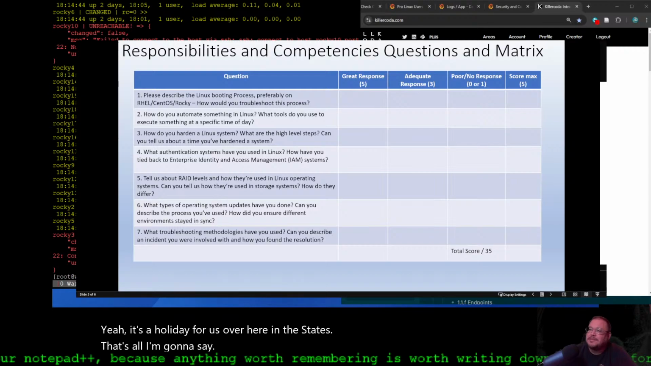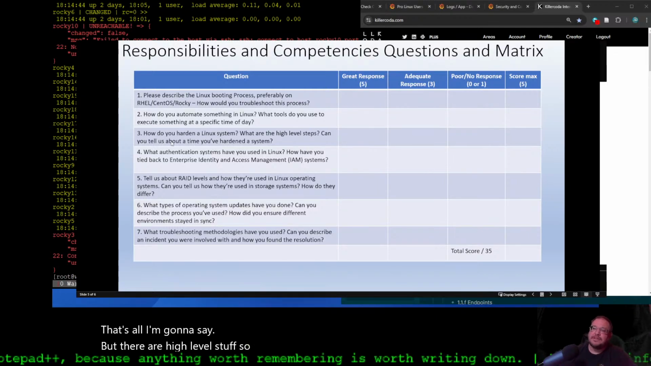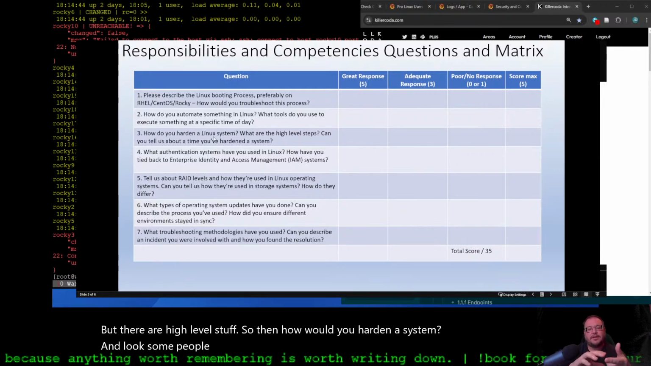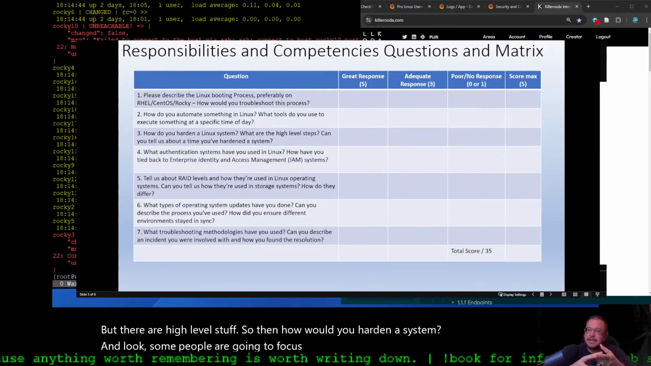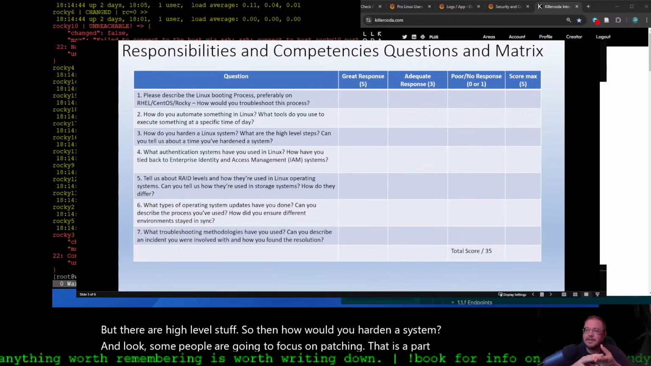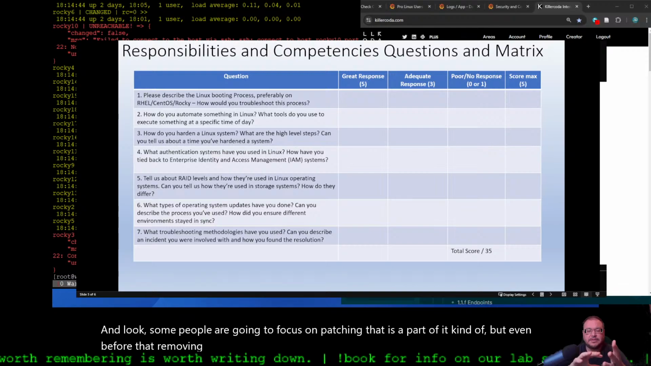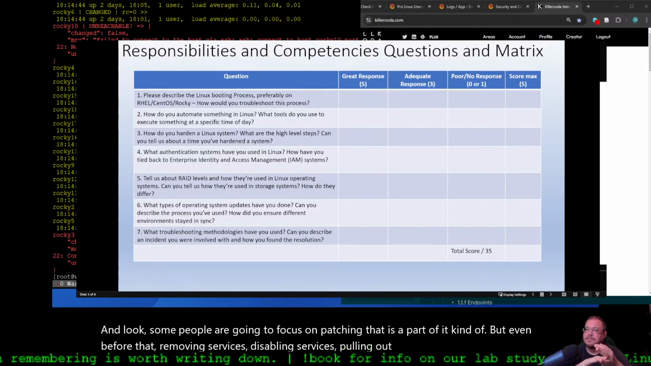But there are high level steps. So how would you harden a system? And look, some people are gonna focus on patching. That is a part of it, kind of. But even before that, removing services, disabling services, pulling out software packages that don't need to be there.